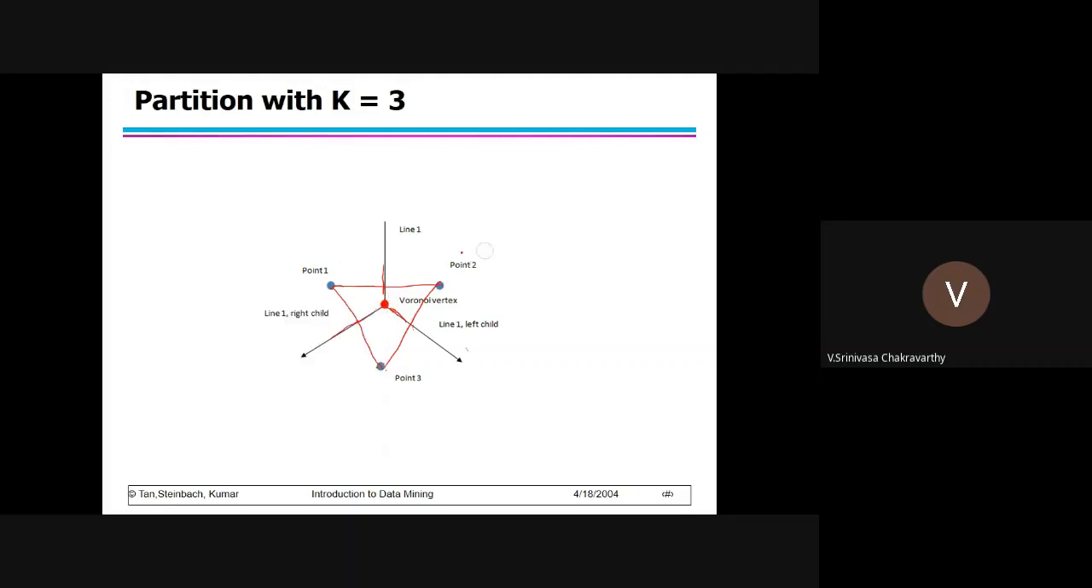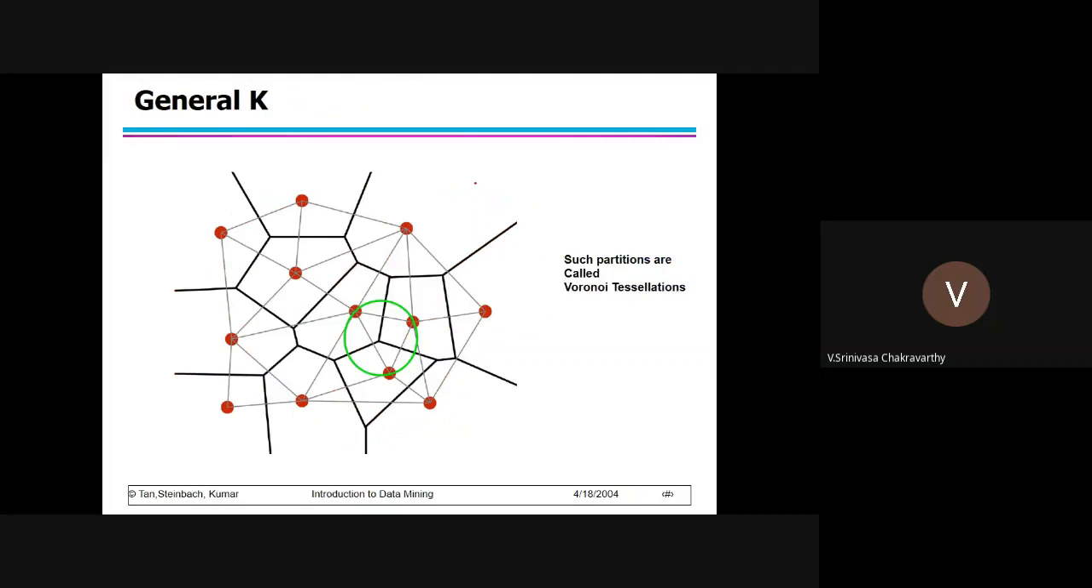So these are the borders. Now we have successfully divided the plane into 3 partitions. This whole thing is one partition. Of course, this is going to infinity, I'm just drawing it to indicate. This whole thing is another partition, and this whole thing is another partition. So this is how the partitions look when you have 3 points. In general, if you have a large number of Ks, partitions look like this.